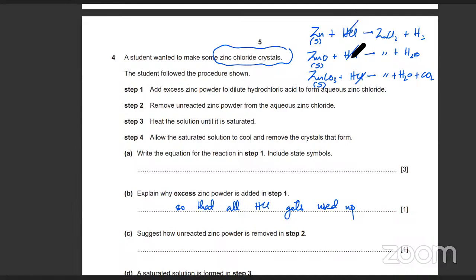क्योंकि अगर HCl बच जाएगा ना तो फिर contaminated होगा. The salt produced will be contaminated by the unreacted HCl solution. So you want all of it to react. Suggest how unreacted zinc powder is removed. कैसे remove करते हैं? Filtration. ठीक है, filtration. Just solid है तो you filter it out.